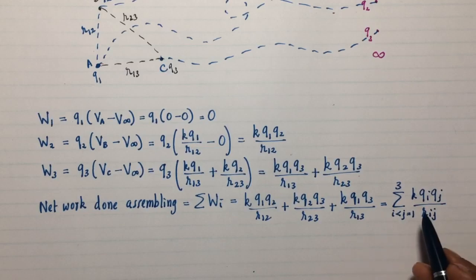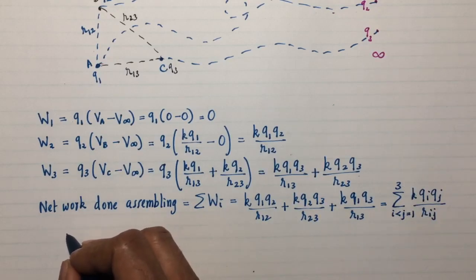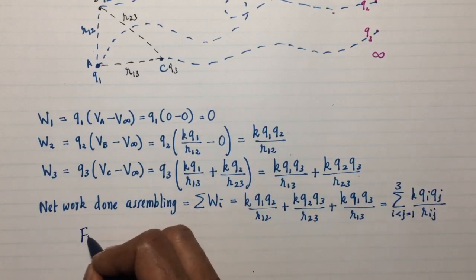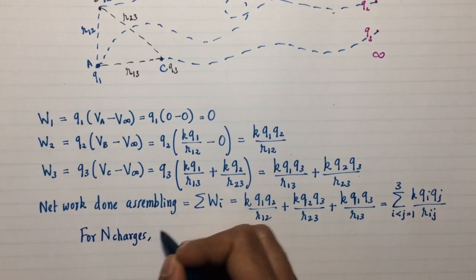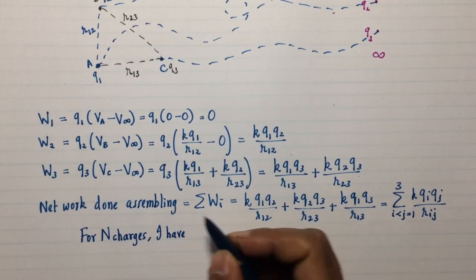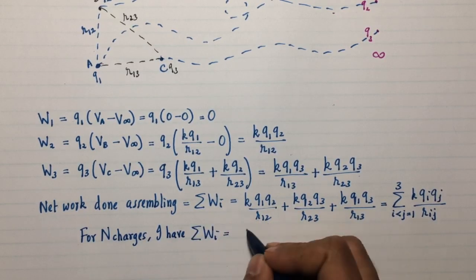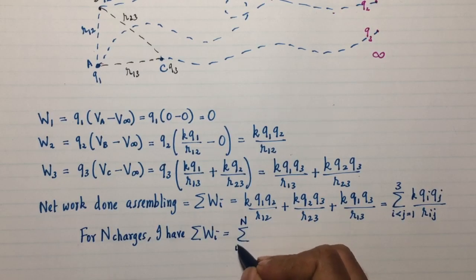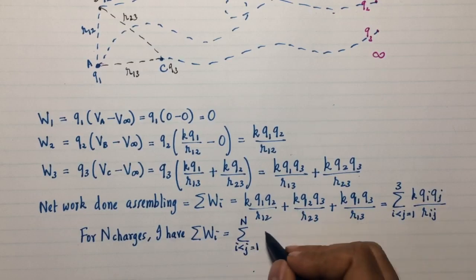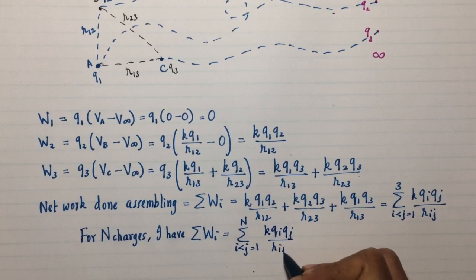Now all I have to do to take this formula to an arbitrary number of charges is to put n there. So for n charges, the work done is equal to the sum over i less than j, from 1 to n, of kqi qj divided by rij.